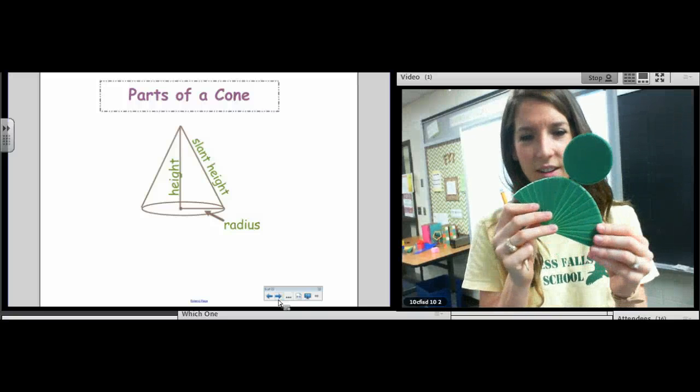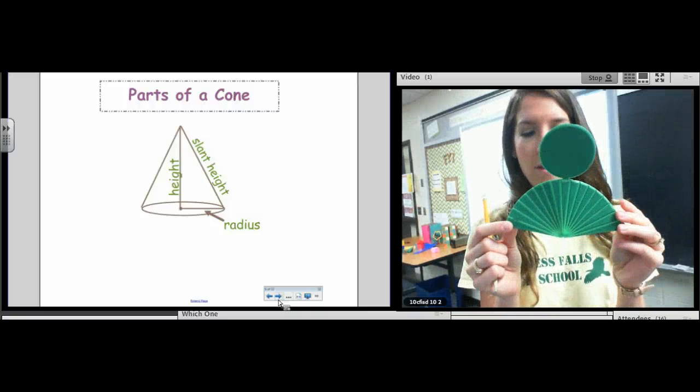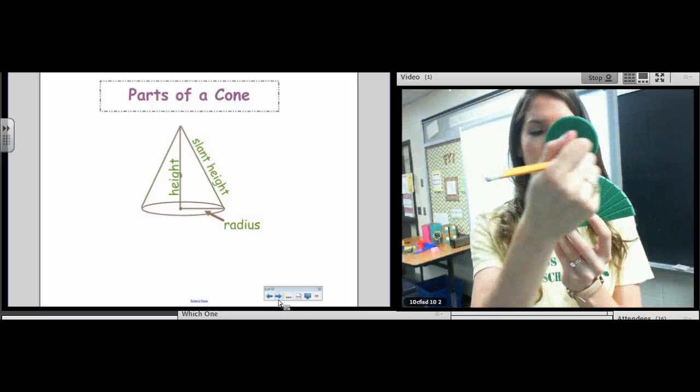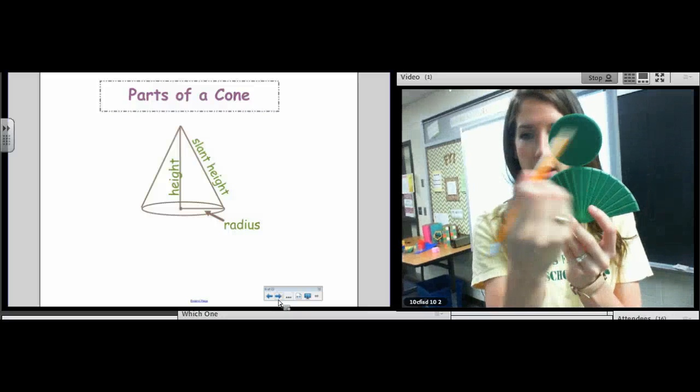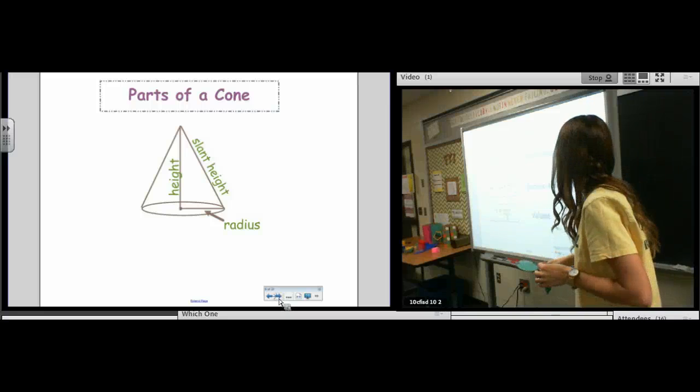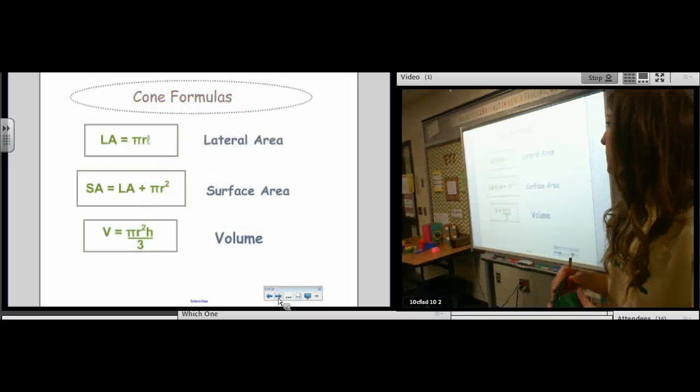Ink flavored? Ew. Here's what the net of a cone looks like, if you were wondering. It's kind of this half circle, except not. And then obviously the base is a circle. Here's our formulas.